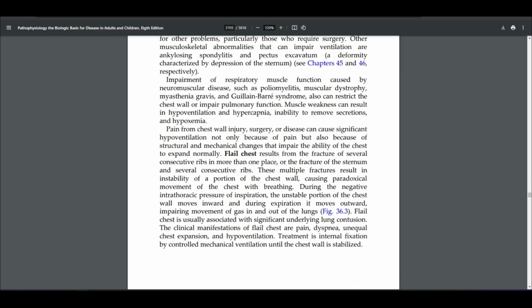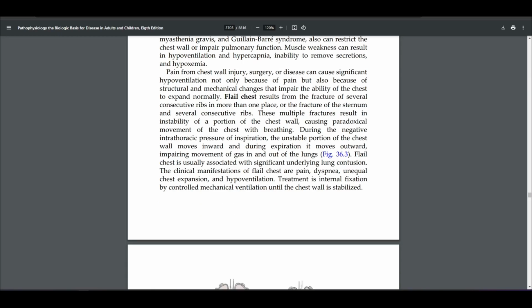Impairment of respiratory muscle function caused by neuromuscular disease, such as poliomyelitis, muscular dystrophy, myasthenia gravis, or Guillain-Barré syndrome, also can restrict the chest wall or impair pulmonary function. Muscle weakness can result in hypoventilation and hypercapnia, inability to remove secretions, and hypoxemia. Pain from chest wall injury, surgery, and disease can cause significant hypoventilation, not only because of the pain, but also because of the structural and mechanical changes that impair the ability of the chest to expand normally.